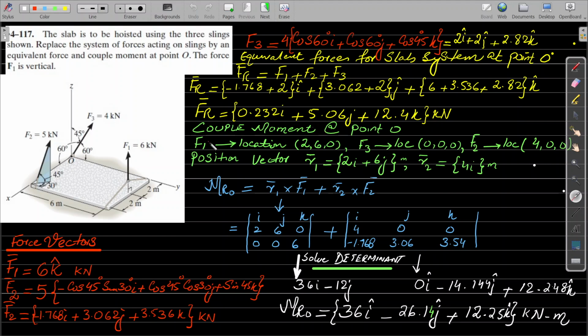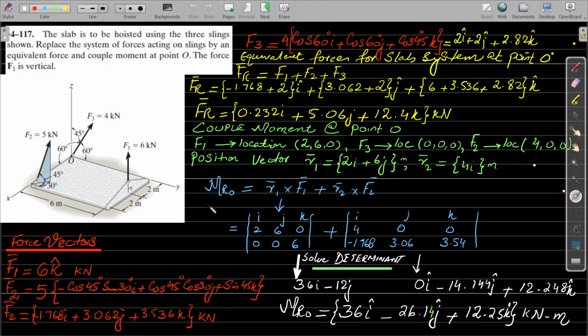Once this is done, now we are interested in calculating the couple moments at point O. This is the point O. For the couple moments, these are the forces. We have to take from this point the position vector to the point of F1, and the position vector from this point to the point of F2. This will be R1 cross F1, the other one will be R2 cross F2. Okay, and we already know that these are the locations of F1, F2, and F3. These are the position vectors we have already explained.